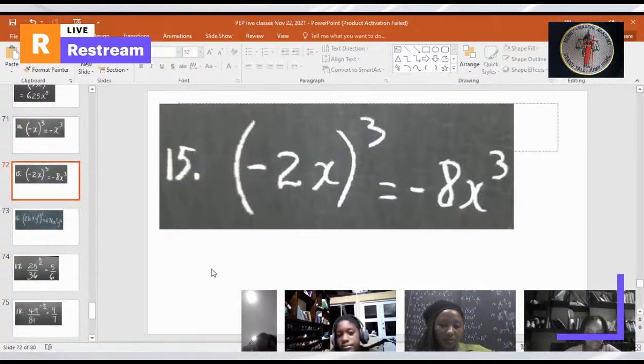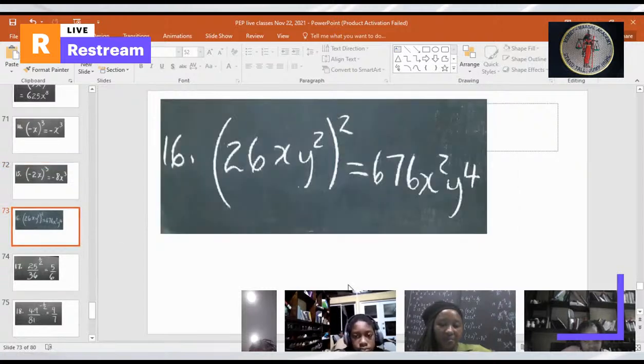Okay, number 15. Negative 2x in brackets, cubed, equals negative 8x to the third. What you did was multiply negative 2x by itself three times, and I got negative 8x cubed. So the first two negative 2's would give a positive 4. And then you multiply it by negative 2 again, you would get a negative 8. And then the x to the third power.